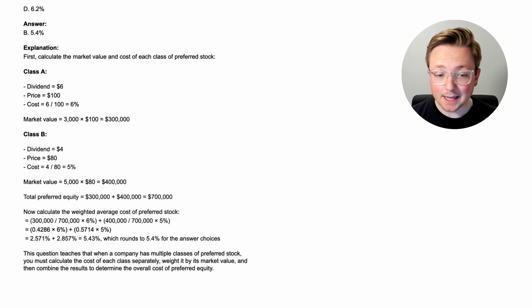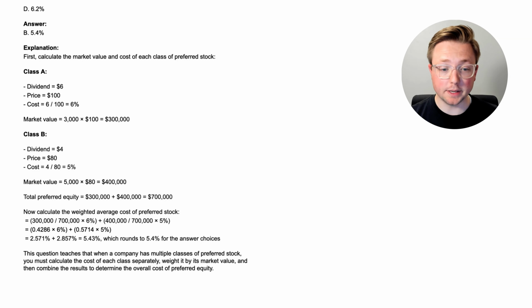For Class A stock, we know that the dividend was $6 and the price is $100. So the cost of that preferred stock is 6%, because dividend $6, price $100. You divide the dividend by the price and that gives you the preferred stock percentage, or the cost percentage. Then we take the market value, which is 3,000 shares multiplied by the selling price, and that's $300,000. So Class A gives 6% preferred dividends and has a market value of $300,000.